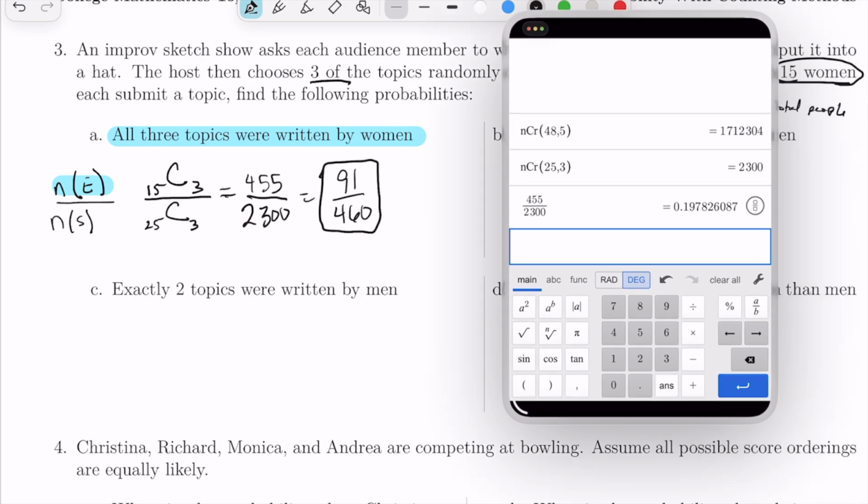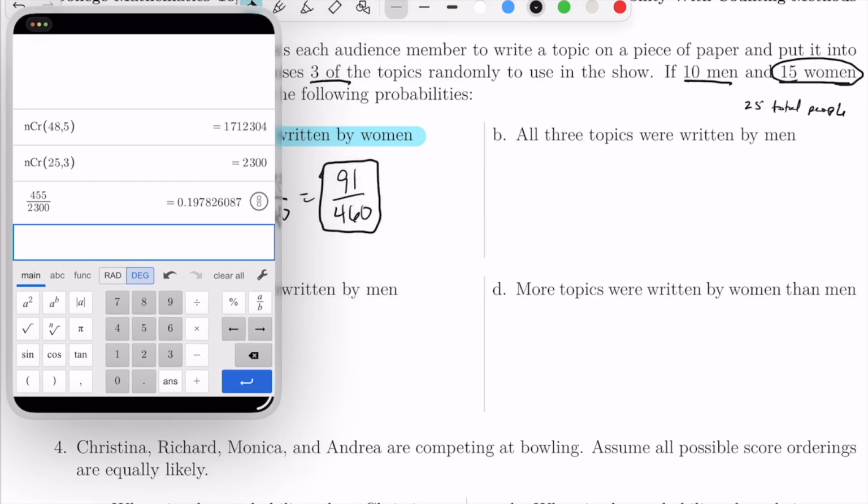Okay. Next, let's look over here. All 3 topics were written by men. This is a good one for you to just go ahead and do, pause the video and do it, because it's very similar to the one we just did. Let's go ahead and finish this though. So the number of elements in our sample space, again, there's 25 people and we're going to choose 3 of them. That's the total number of ways for this to happen.